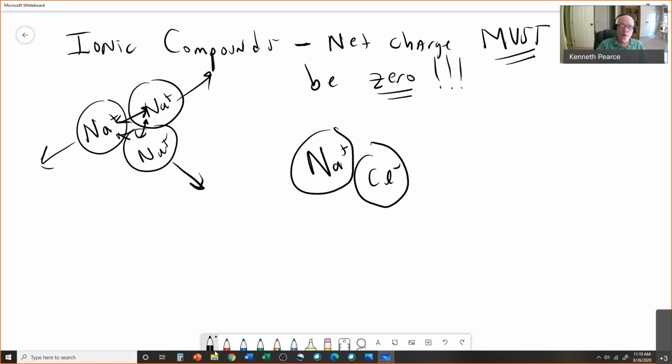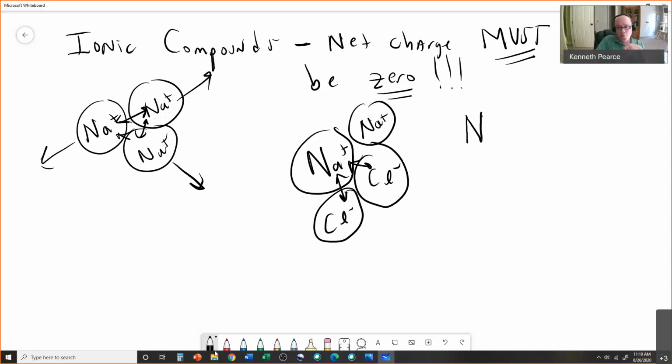Here's salt, sodium chloride, solid sodium chloride. For every chloride, we have a sodium. For every sodium, we have a chloride. And so they're holding themselves together. And so the net charge, because of the arrangement of the crystals and the numbers, is 0, so it can hold together. Okay, so in an ionic compound, the net charge has to be 0. And the way we're going to ensure that is when we write out a compound.